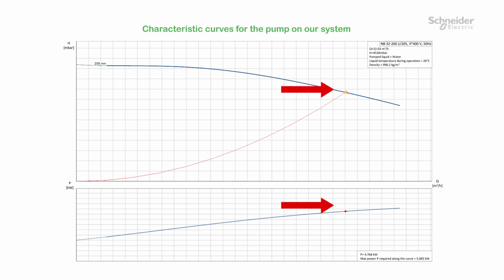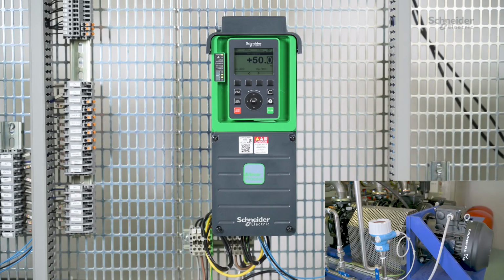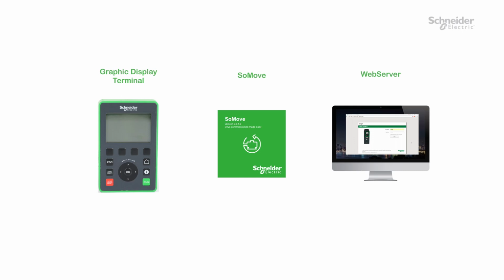The pump BEP is a fixed operating point for the pump. You can find the coordinates of the BEP on the datasheet of the pump. The ATV600 will monitor where the actual operating point of the pump and associated motor is relative to the BEP through pump characteristics curves. Pump characteristics may be set using the graphic display terminal, SoMove software, or embedded ATV600 web server.